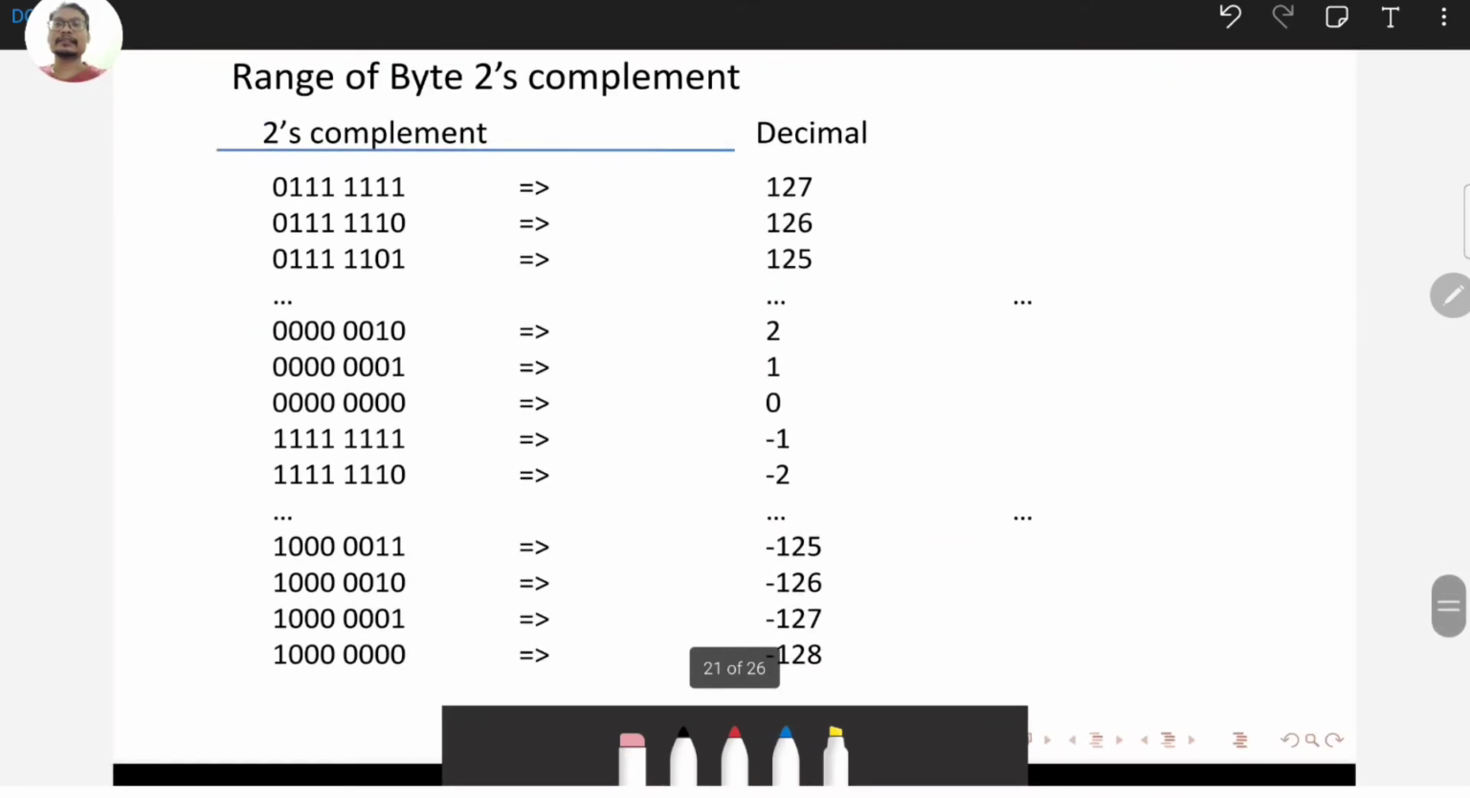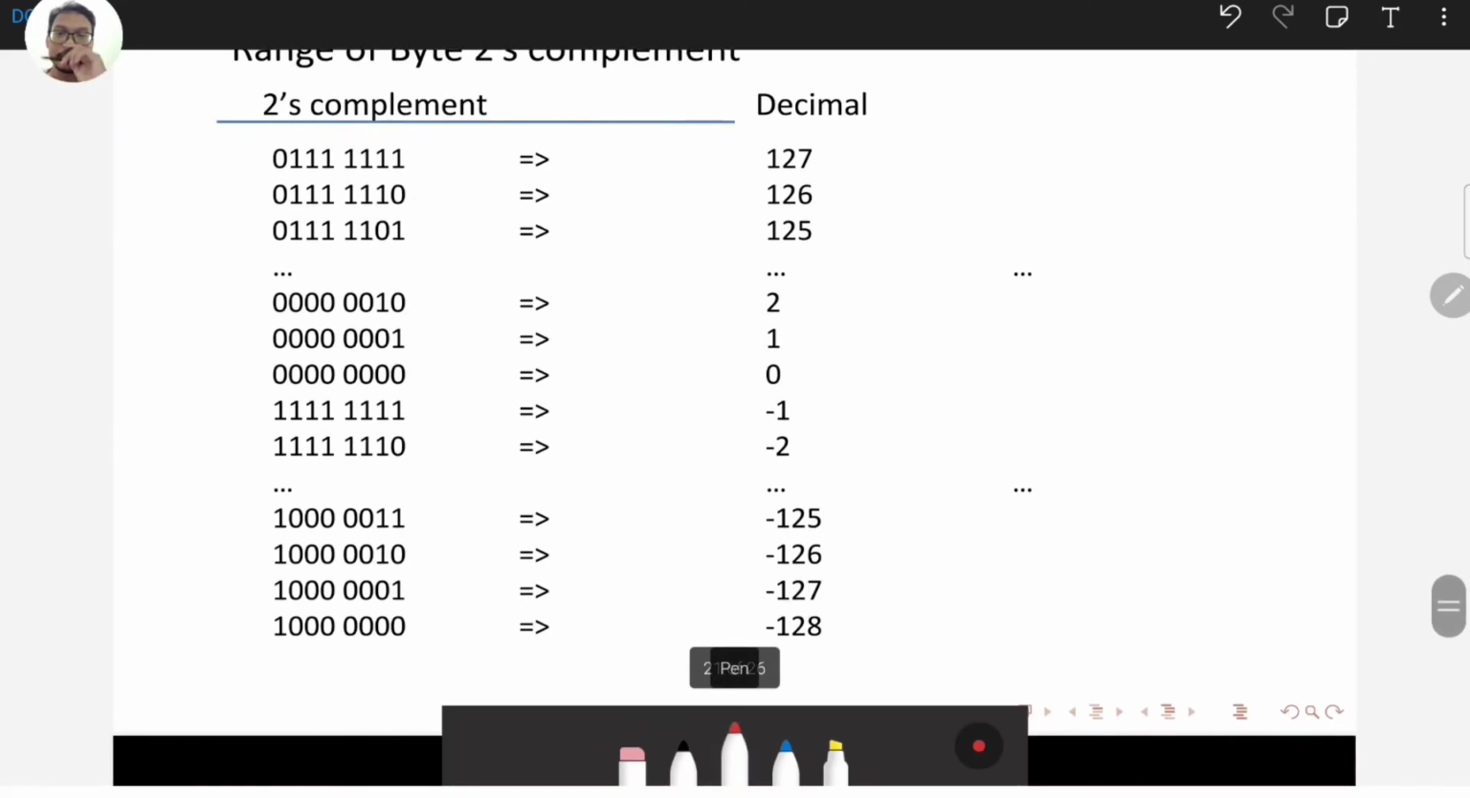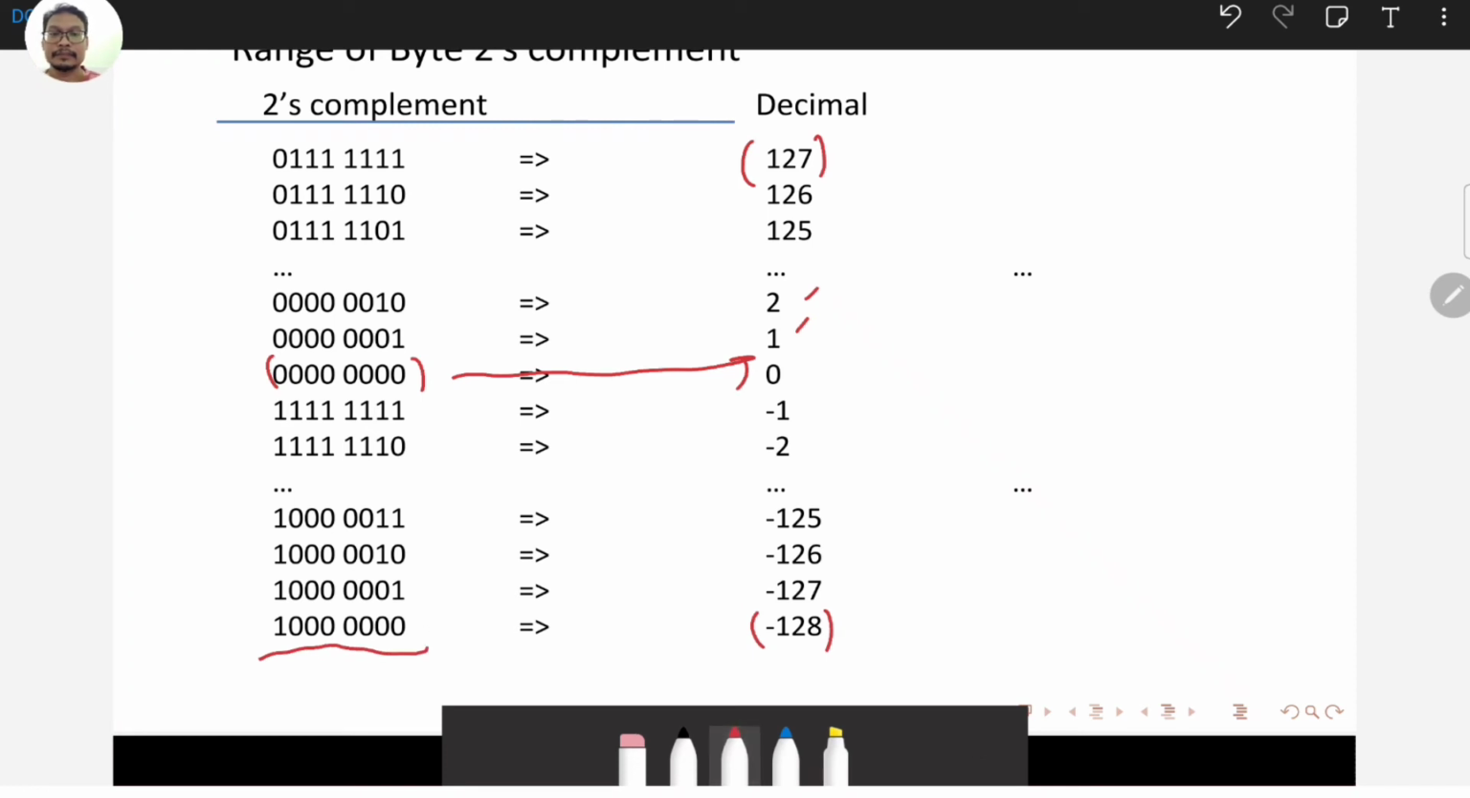Some analysis here on the 2's complement. What is the range of 2's complement? For 8-bit 2's complement, a 0 is actually a 0, and then a 1, a 2, and so on, and the maximum number is 127 for 8-bit. The smallest number that you can represent with 8-bit 2's complement is actually negative 128, represented by this binary.